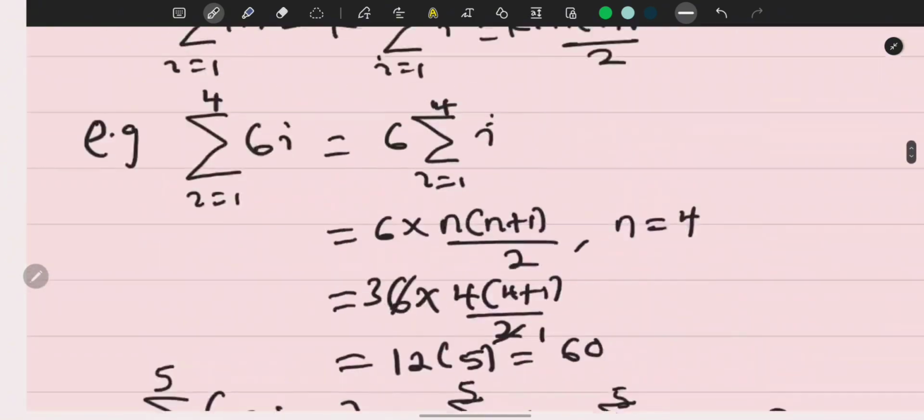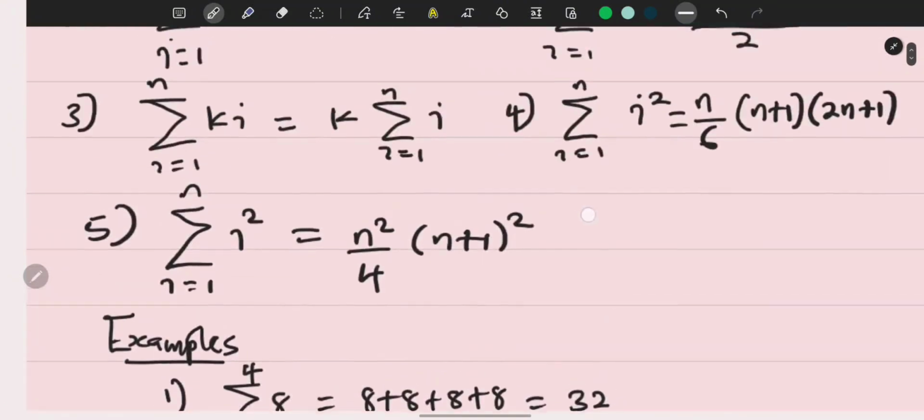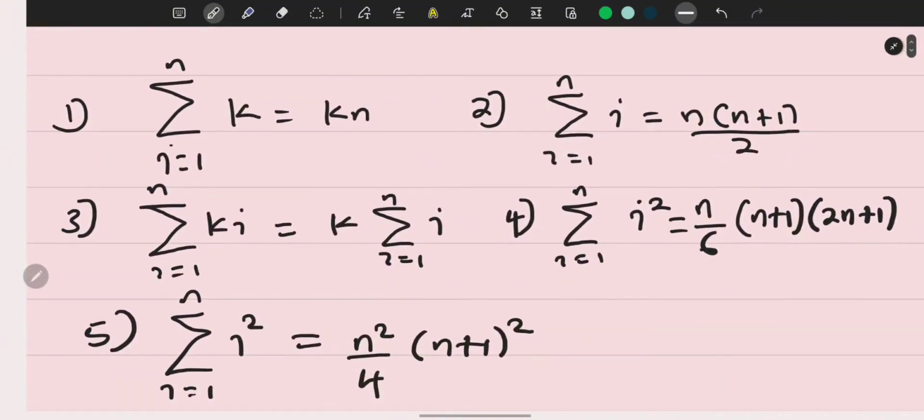So in this class we only considered the application of the first, second, and third formula we have here. So in the next class we're going to consider examples on the fourth and the fifth formula we have here.